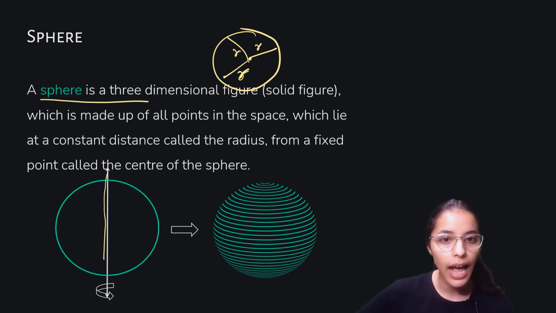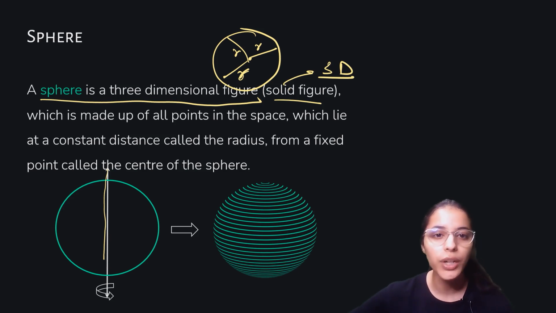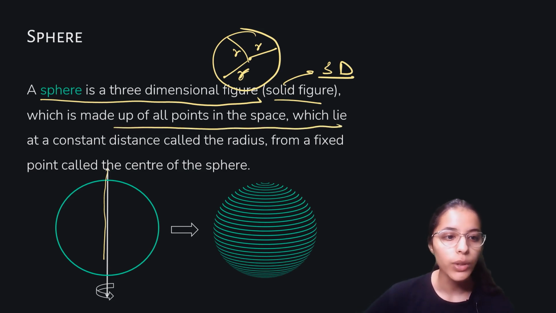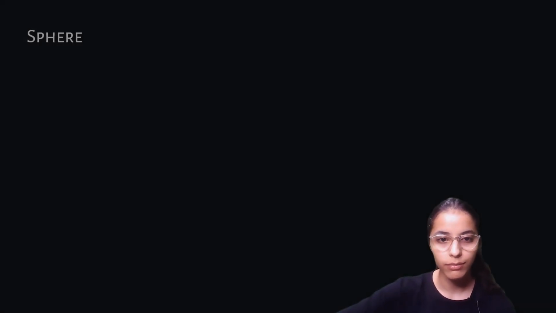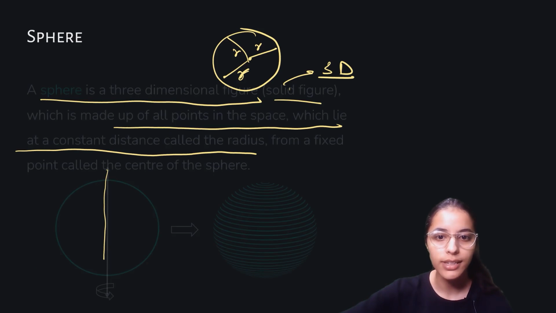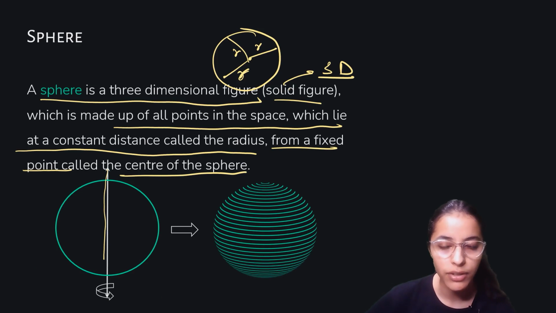So a sphere is a three-dimensional, solid figure. As I have already told you, solid figures are the 3D figures that we see in our daily life, right? Because we don't see 2D figures in daily life unless we draw them on paper. It is 3D things that we come across in our life. So a sphere is a three-dimensional figure which is made up of all points in space which are at a constant distance from a fixed point called the center of the sphere.